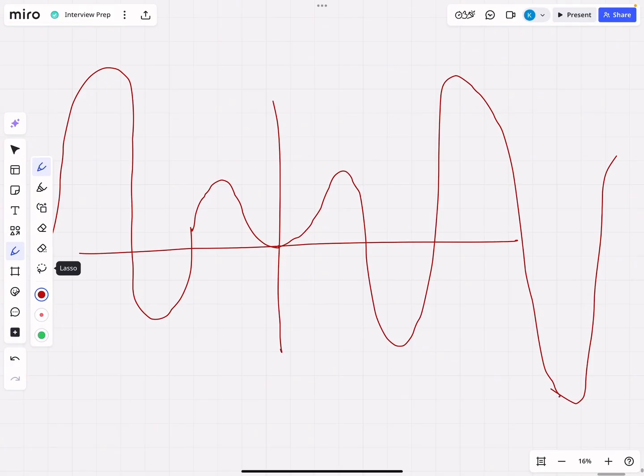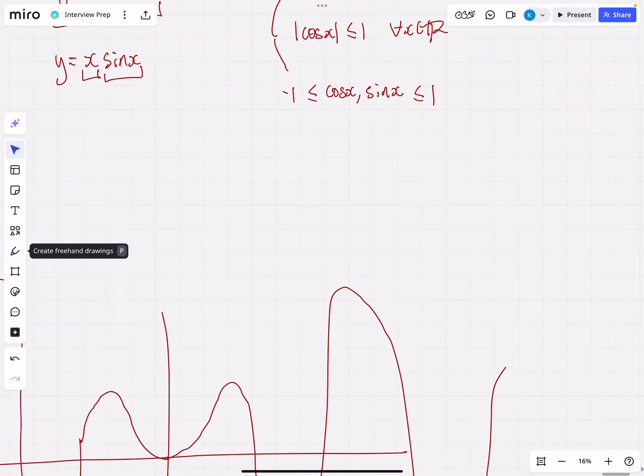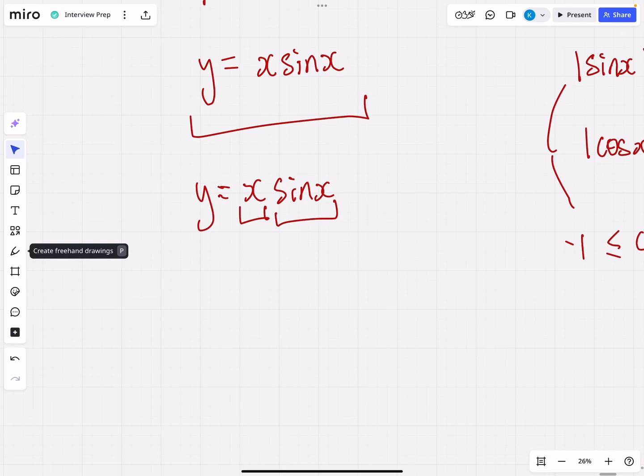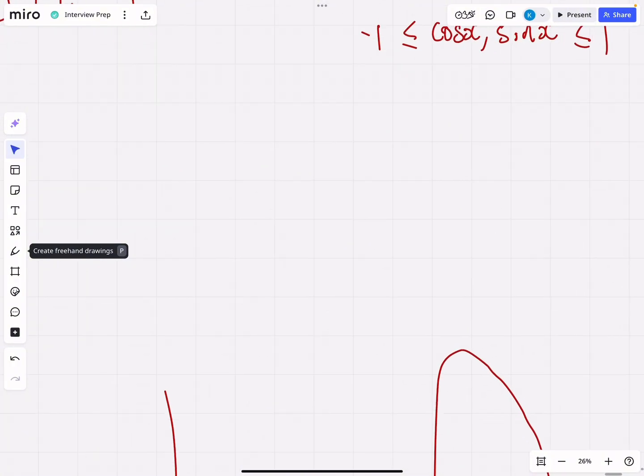So we see that when we have composite functions, especially, they like to throw this in at interviews, where you have a polynomial multiplied by a trigonometric function, we can exploit oscillatory behavior. And that's going to be important later on.